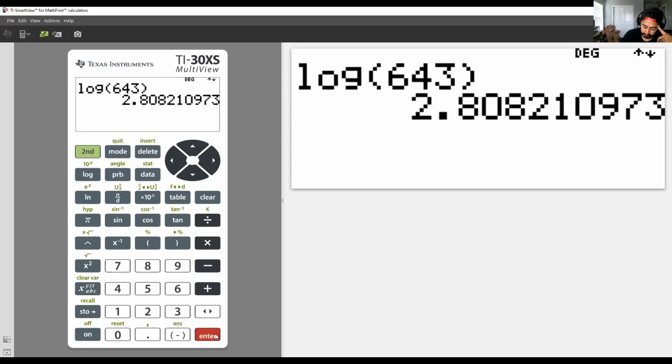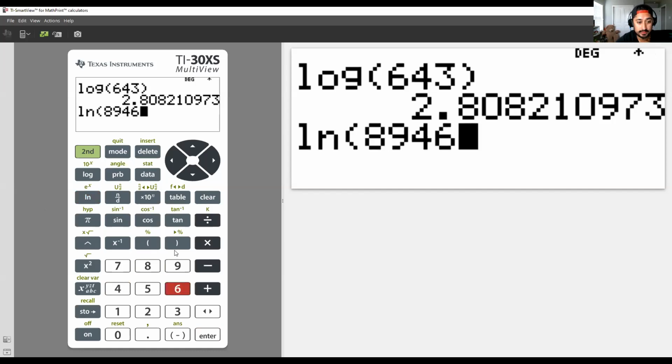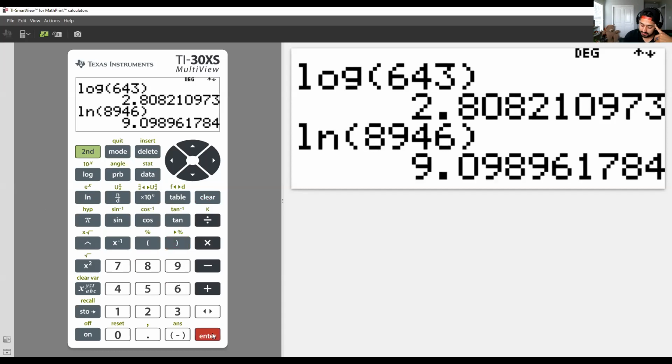All right. And then we want the natural log. Right below your log button is the natural log button. Hit the natural log button and type in 8946. Hit enter. And we get that this is approximately 9.09. And you can round, so you can make this 9.0990 if you wanted to.